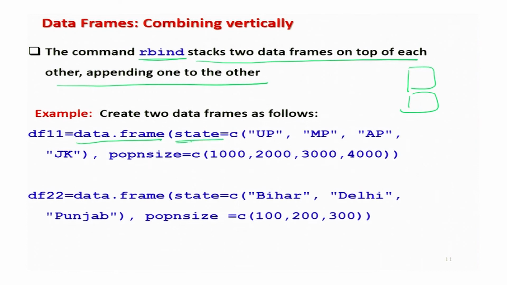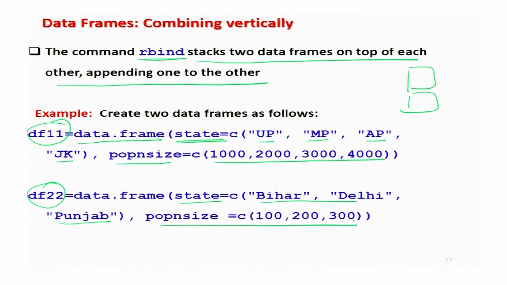So, I try to take here state, which are UP, MP, AP and JK, and their population sizes are 1000, 2000, 3000, 4000, and this data frame is df11. And then after that I have considered one more data frame df22, which is constructed by considering the state as say Bihar, Delhi and Punjab, and population sizes 100, 200, 300.